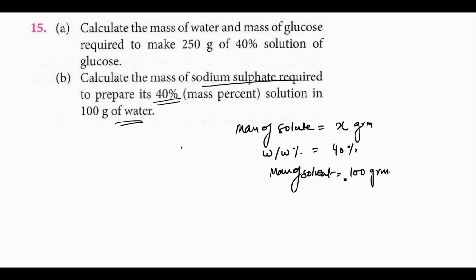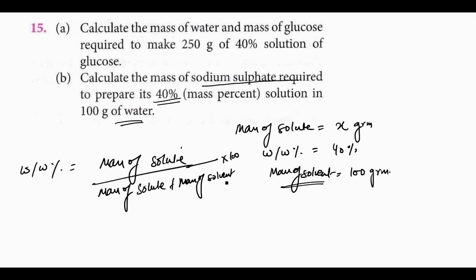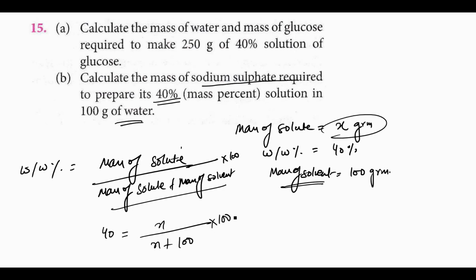I told you that when the mass of solvent is given to you, I give you the formula: w by w percentage is equal to, this is the formula. When we don't have the mass of solution, we write it in the split form. It is given to you that it is 40. So right here, 40 is equal to the mass of solute, which we considered as x, upon x plus 100, into 100. Most students cut this one, which is incorrect. You don't cut it this way; this will be considered incorrect.